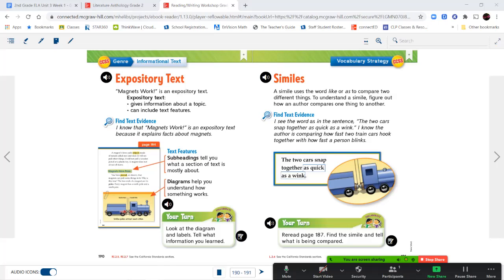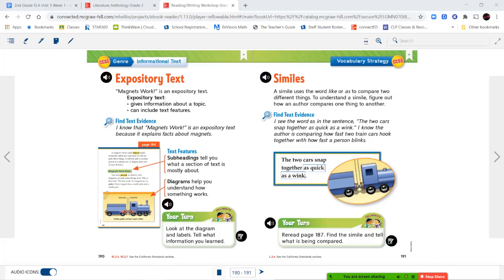So again, here we're going to be paying attention to what is being compared. So we have our sentence. We know that the subject of our sentence is the cars, right? The two cars. And then we're going to look for our clue words that make it a simile, like or as. So as quick as a wink. So when you wink with your eye, it's like blinking, but with just one eye. We're comparing how quickly the cars snap to a wink, or how fast someone can wink. So you can go back and reread page 187 and find the simile and tell what's being compared there.